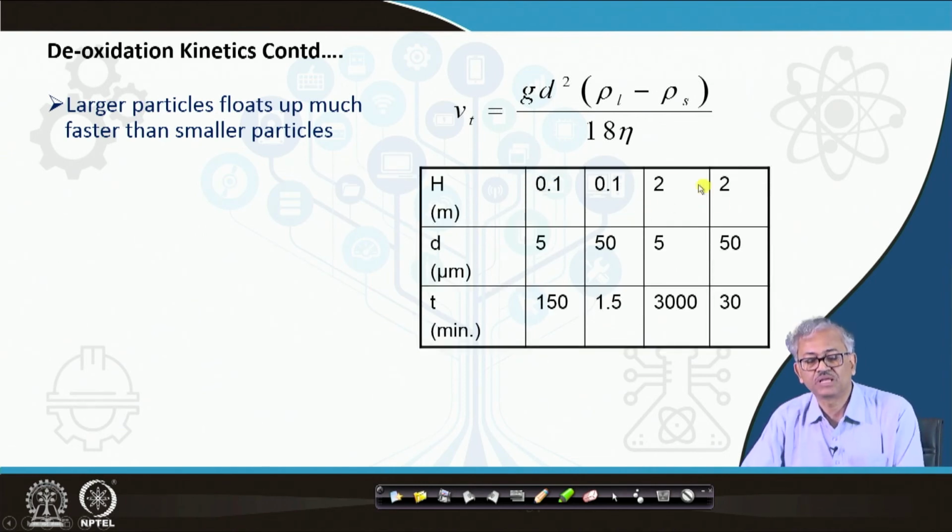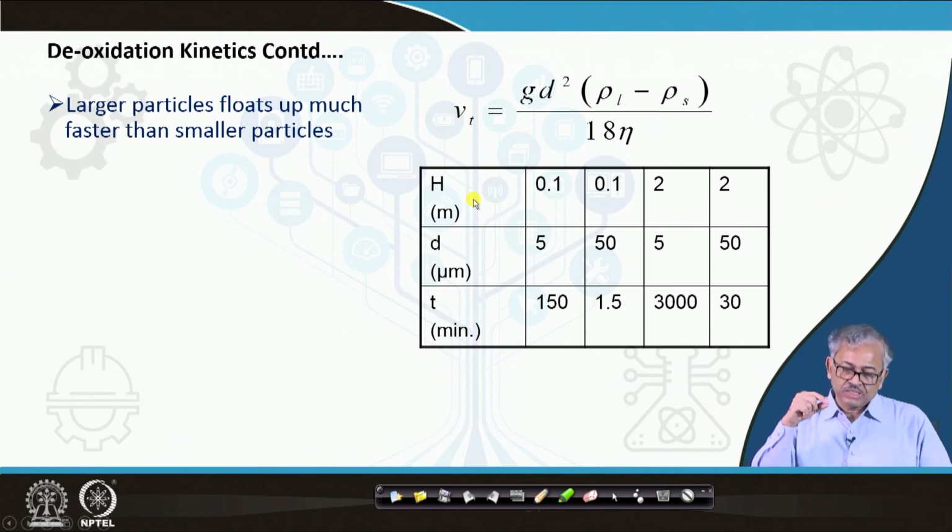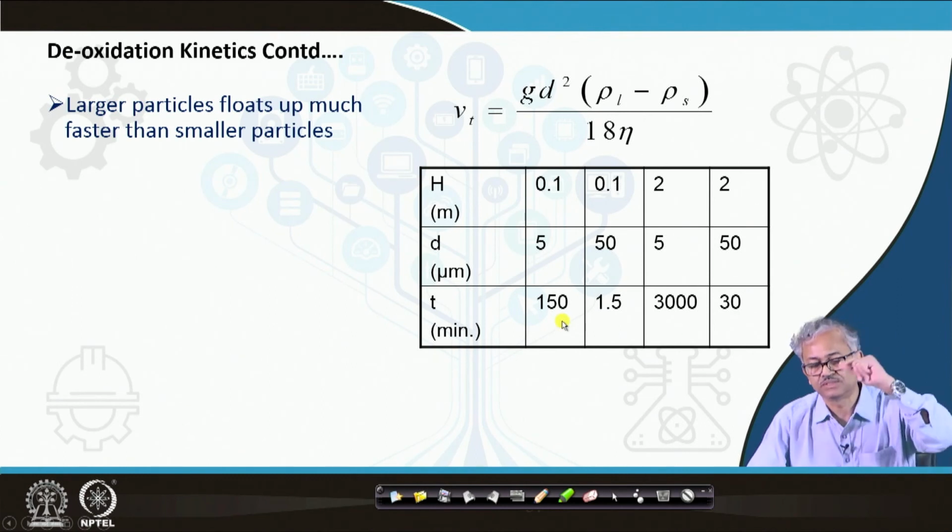So we have made some calculations. Suppose the inclusion has to rise a height of 0.1 meter or 2 meter, two cases. That is the height the inclusion has to traverse. And I have taken two inclusion diameters, 5 micrometer and 50 micrometer. Then let's see the time required by the Stokes law. If the inclusion has to traverse a distance of 0.1 meter, a 5 micrometer inclusion will take 150 minutes to rise to the slag.